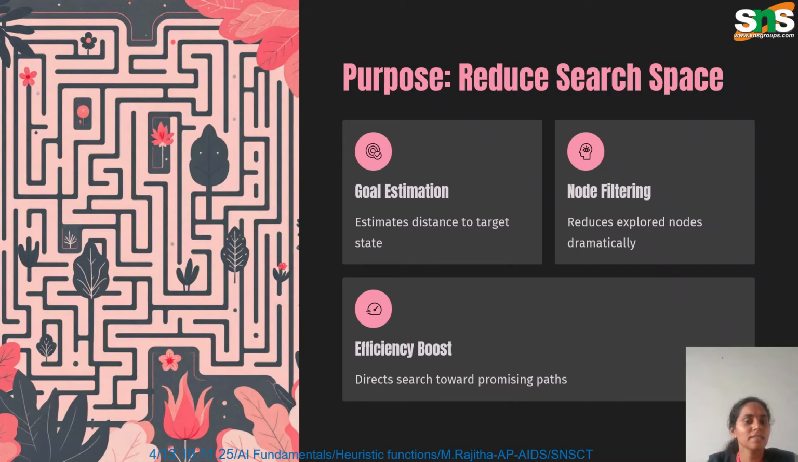Purpose: reduce search space. The main purpose of using heuristics is to reduce the search space, meaning we explore fewer paths while searching for a solution. Heuristics work by estimating how close the current state is to the goal. They also filter out unnecessary nodes, allowing the algorithm to focus on the most promising ones. This makes searching much faster and more efficient, especially in large or complex problems like puzzles, maps, or planning routes.